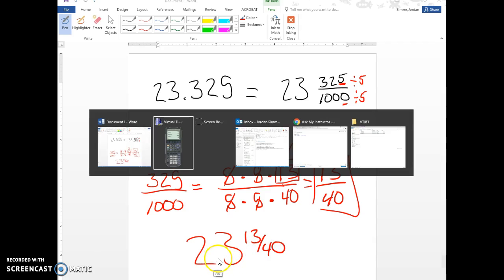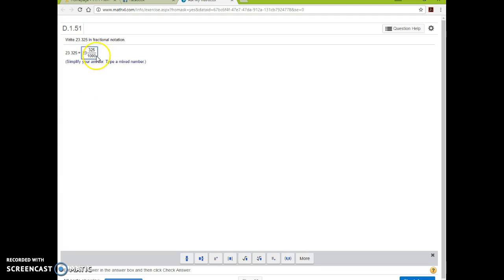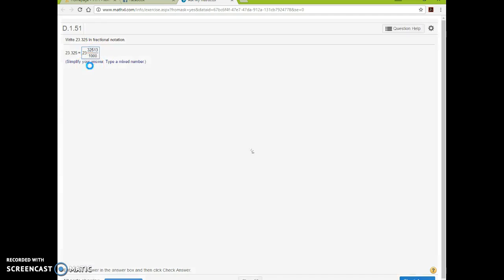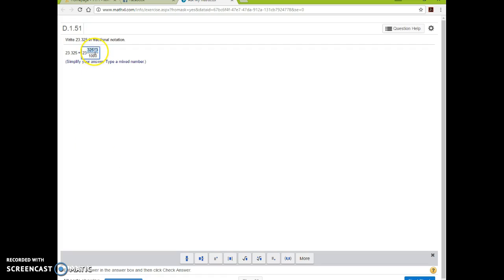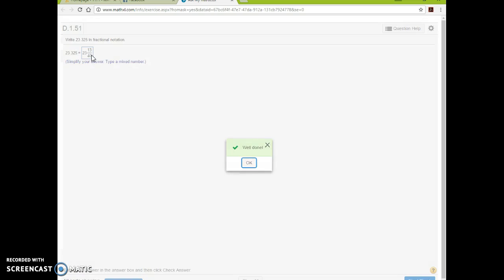So if we jump back to the old MyMathLab, 23, fix up that fraction, that's going to be 13, bottom number 40. There we go.